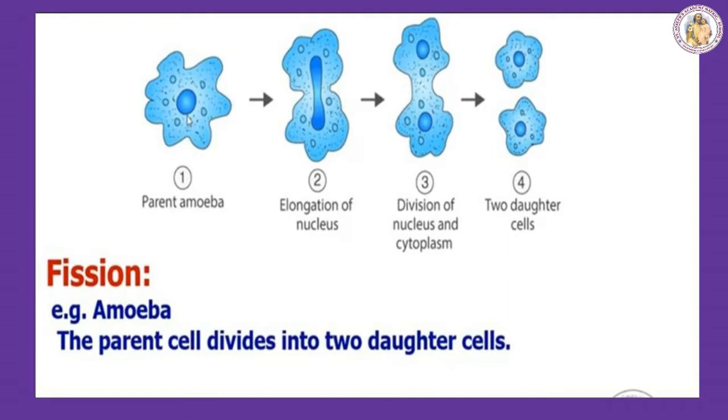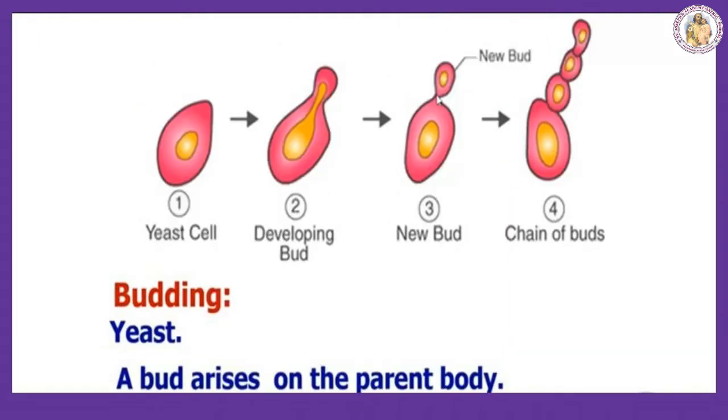That is, the nucleus is elongated and split into two, and after that the two daughter cells are split. So this type is called fission. Next one is budding: formation of a daughter individual from a small projection. The bud arising on the parent body is called budding.